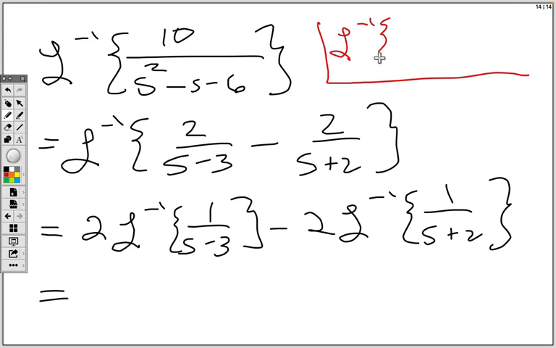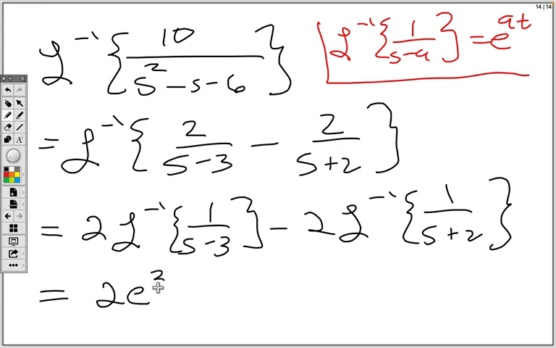Inverse Laplace of 1 over s minus a is e to the at. So here it's s minus 3, so that's going to come back as 2 e to the 3t minus 2. And what's the a here? Since it's s plus 2, it's going to be e to the minus 2t. Very good.